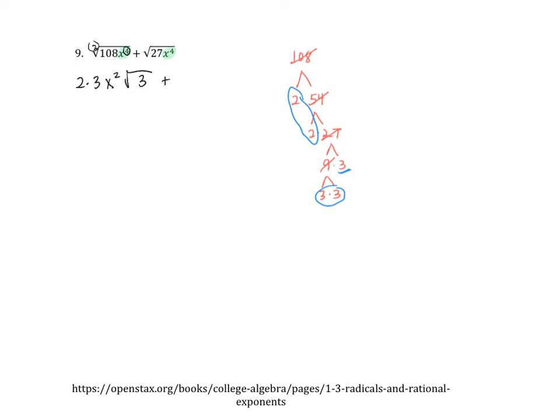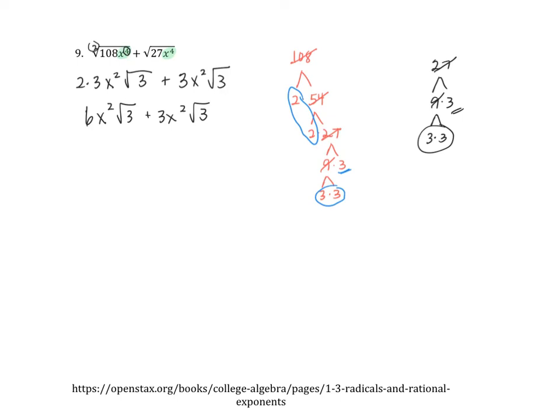Plus, now I'm going to do the same thing with the 27. So this is 9 times 3, 3 times 3, a pair of 3's, a 3 left over. So I'm going to have 3x squared with the 3 left over. All right, simplifying, I'm going to get 6x squared times the square root of 3, plus 3x squared times the square root of 3.